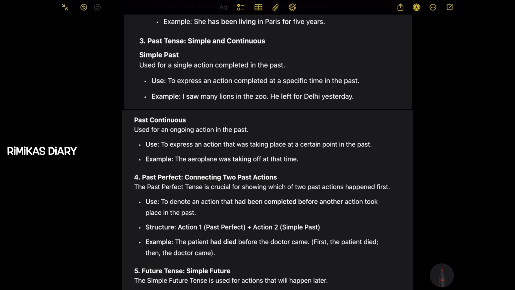Past continuous. It's used for an ongoing action in the past. It's used to express an action that was taking place at a certain point in the past. Example: the airplane was taking off at that time.